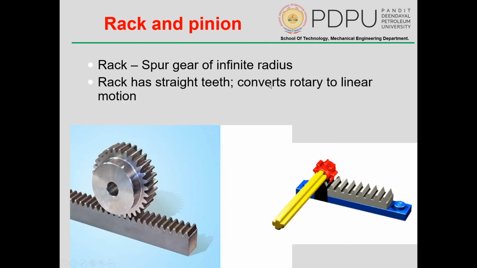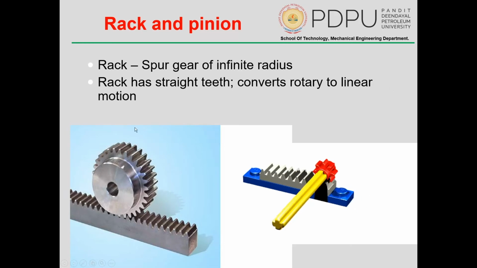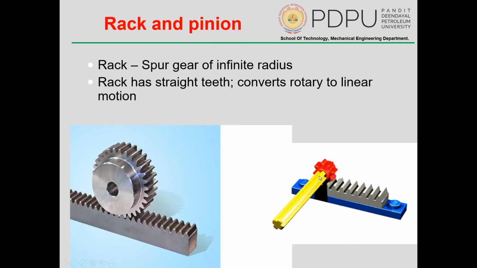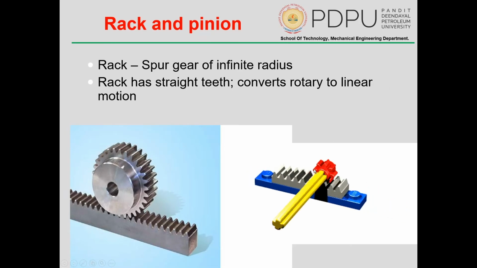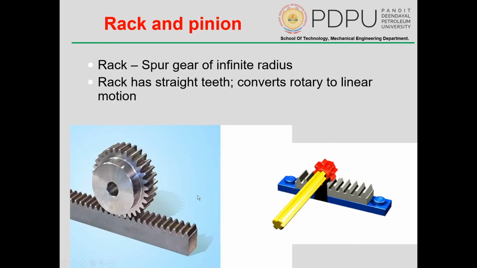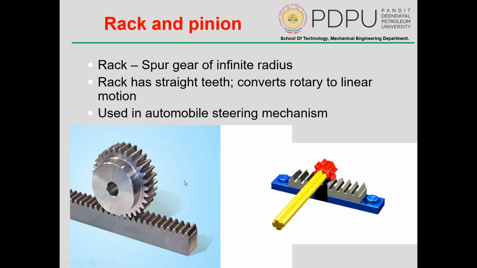The rack has straight teeth and converts rotary motion to linear motion. Here you can see the rotary motion of this particular red driving gear is shifted to linear motion. It is used in automobile steering mechanisms.